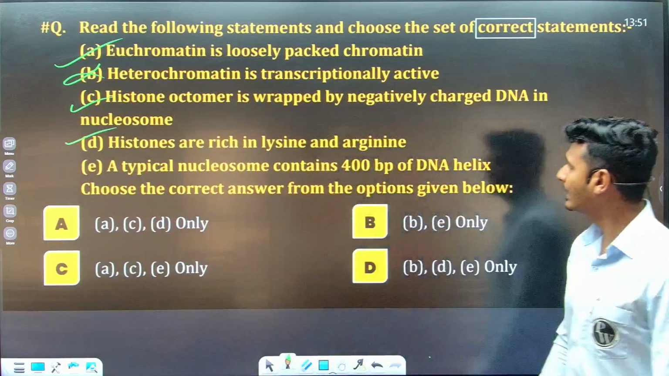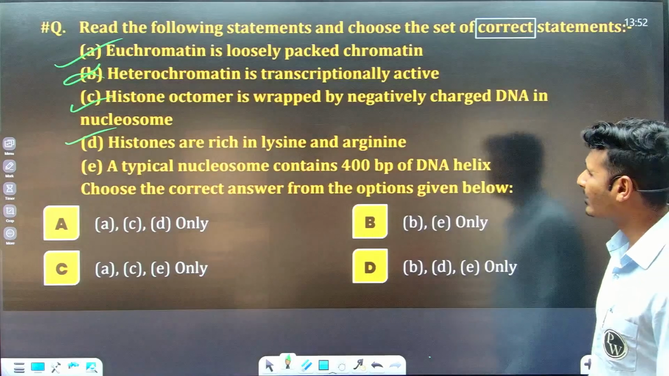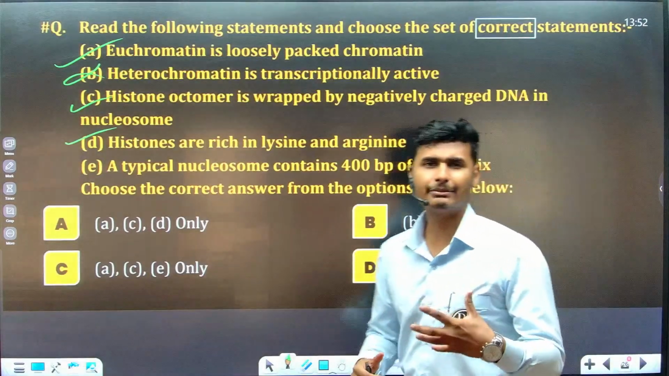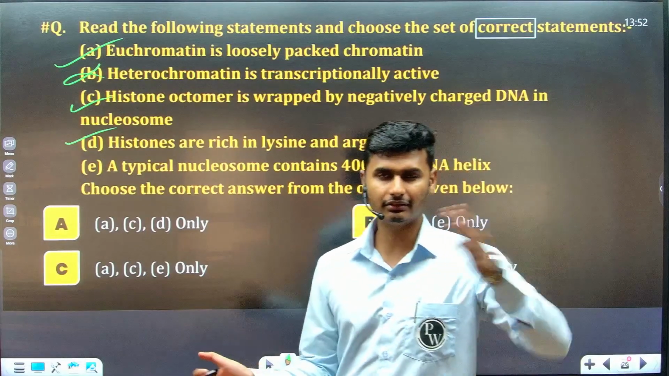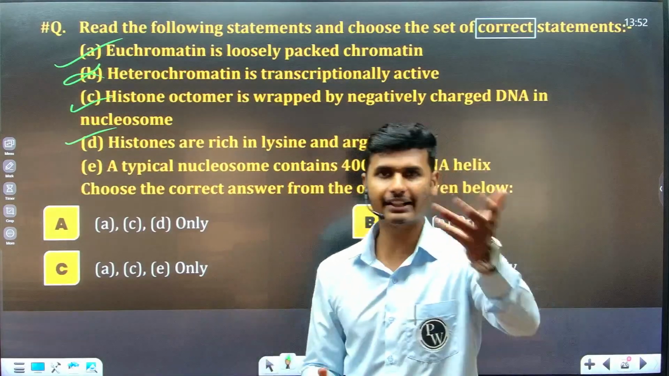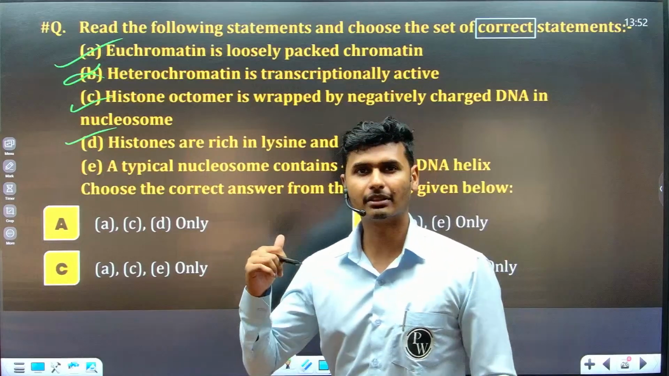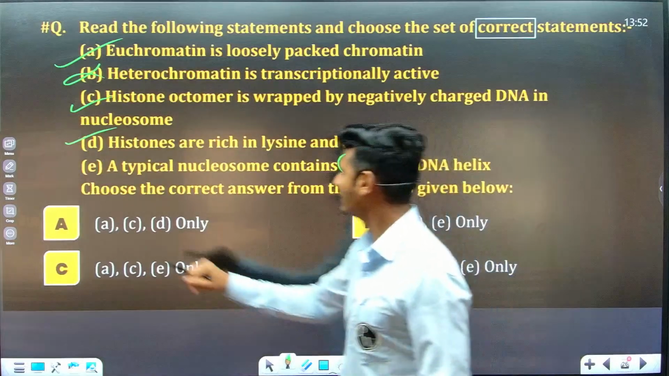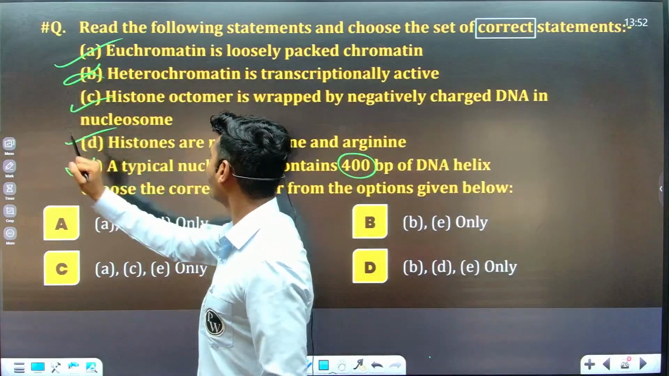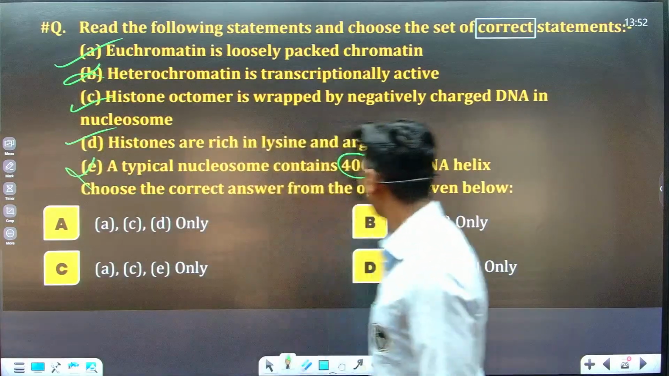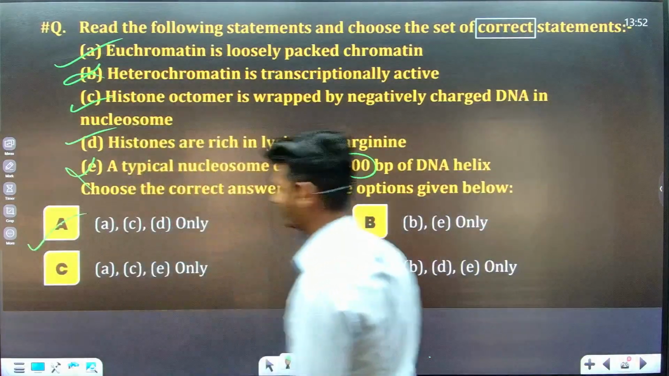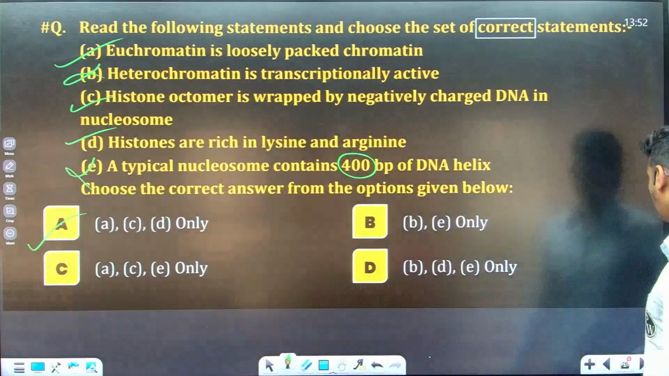A typical nucleosome contains 400 bases. A nucleosome has 200 base pair. If they were saying bases, then 200 plus 200 is 400 bases. But they are saying base pair. Base pair means only 200 is required. So this statement is false. So A, C and D. Option number A is correct. A, C, D. Good question from the NEET point of view.